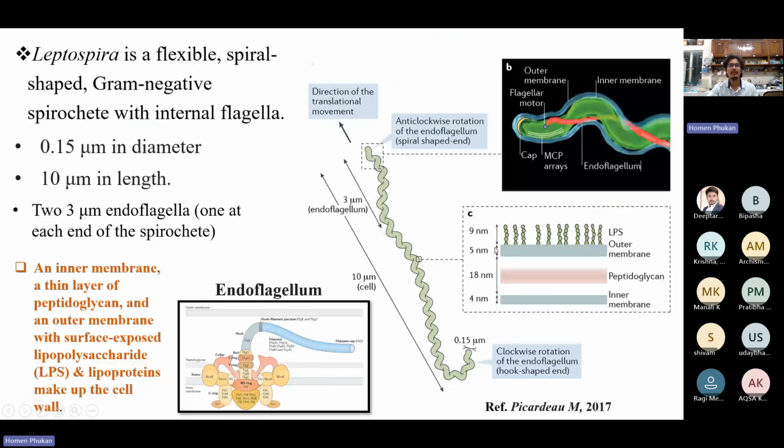And Leptospira is a spirochete. It is spiral shaped, with a 0.15 micrometer diameter and a 10 micrometer length, and you can see a cross section. It has an outer membrane and an inner membrane, and in between, the peptidoglycan layer in the periplasmic space.